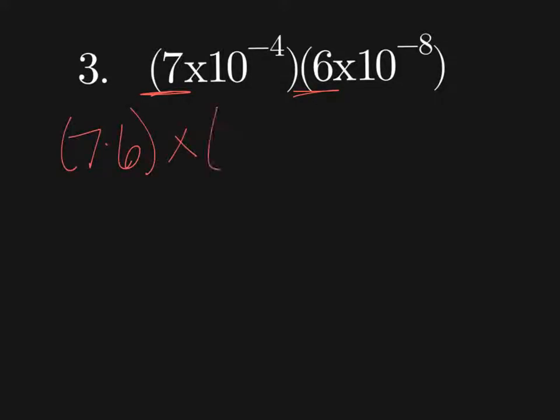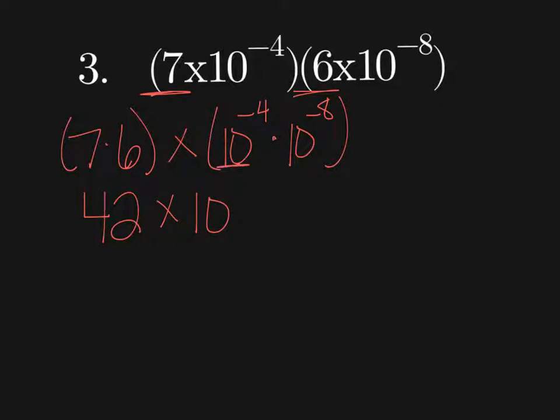Okay, now I'm going to group my 10s together. All right, so 7 times 6 is 42. Okay, and then now here, these are the same bases, so I'm going to add my exponents. So it's negative 4 plus negative 8 is negative 12.